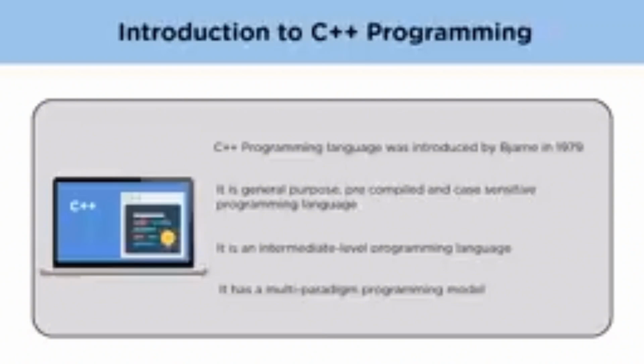It is a general purpose, case sensitive language, and it is called a pre-compiled language because it converts the source code directly to the machine understandable code. It is an intermediate level language because it contains features of both high level and low level language. C++ supports the features of object-oriented language like encapsulation, inheritance, polymorphism, etc. It also supports procedural programming and functional programming as well. Now, as we have understood about C++ programming, let's move on to our first program in C++.